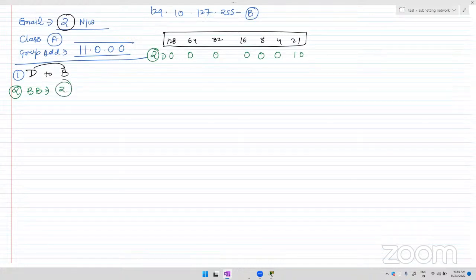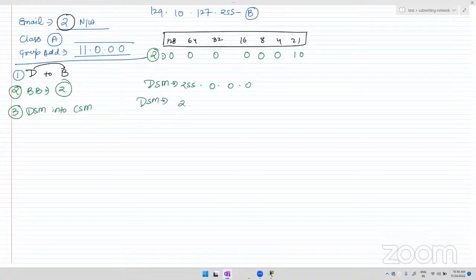Write this down. The third task is to convert the default subnet mask into CIDR. Class A default subnet mask, which one? Last time we discussed every topic. Class A subnet mask: 255.0.0.0. Yes. Now write down. How many octets are free in my subnet mask? 3, right? So represent it this way: 255 dot.